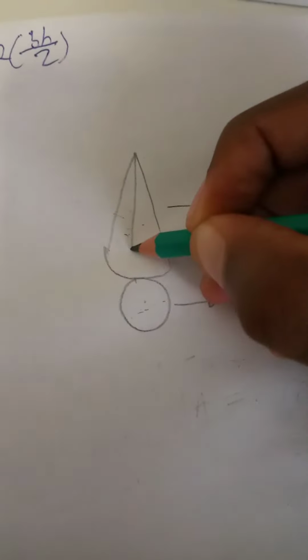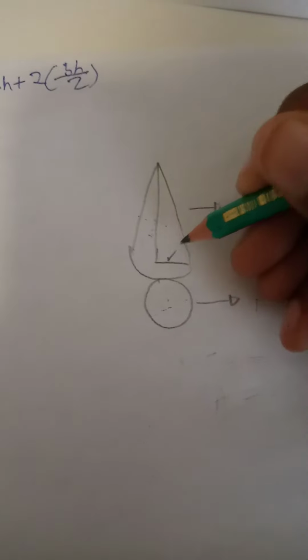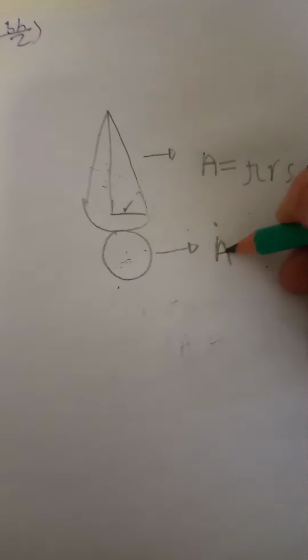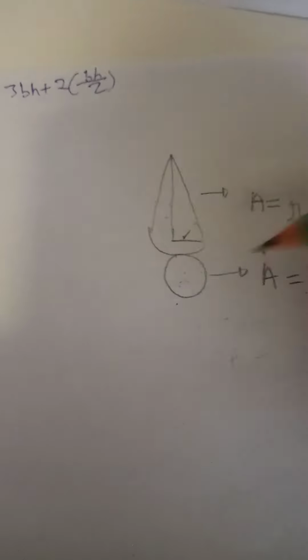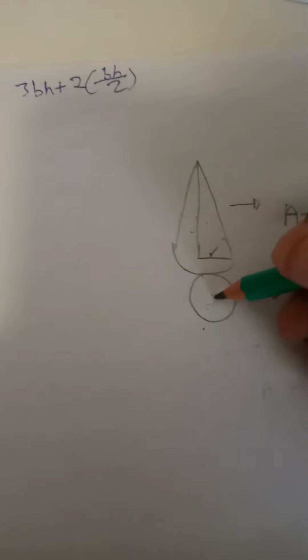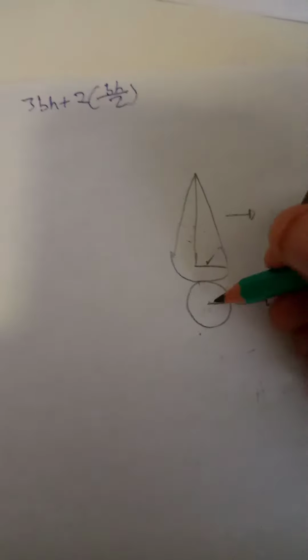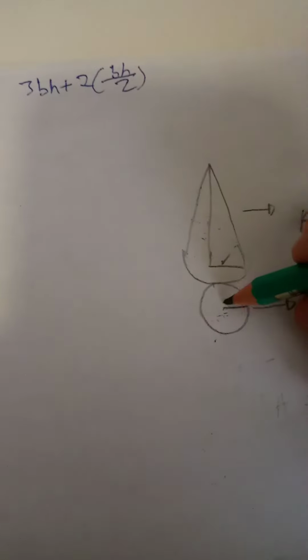So this is the height and this is the radius. So what I did again was to find the area of this circle. So the area of this circle equals pi r squared. So for the pi r squared, the r is for radius, so the radius is like this, because the area is like this of a circle. So this is our r.